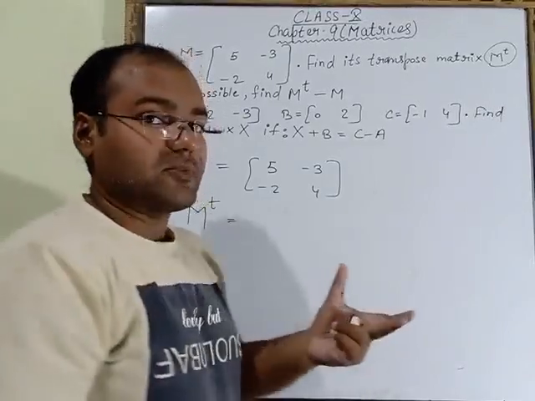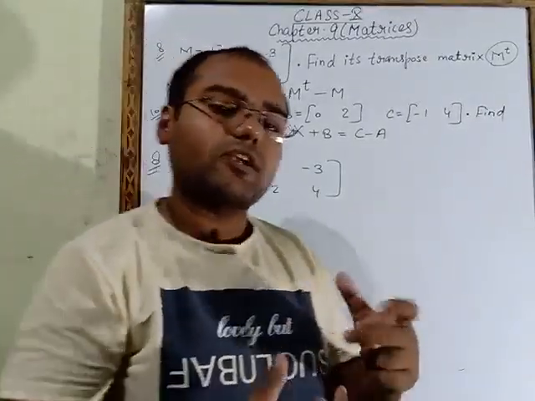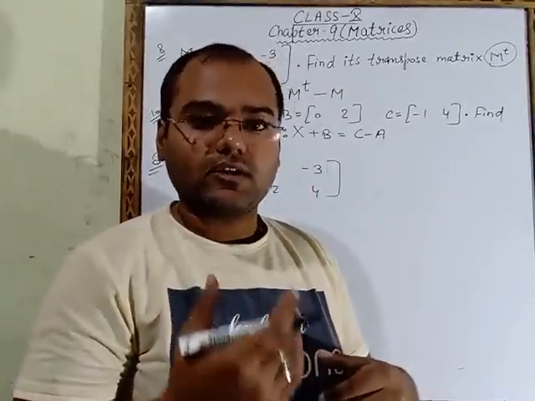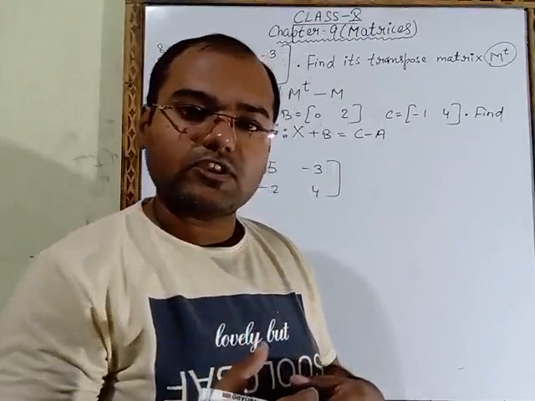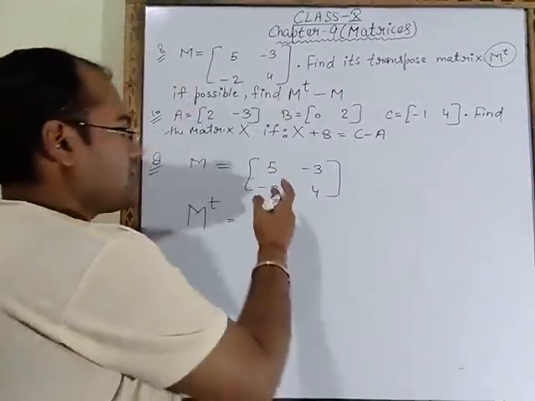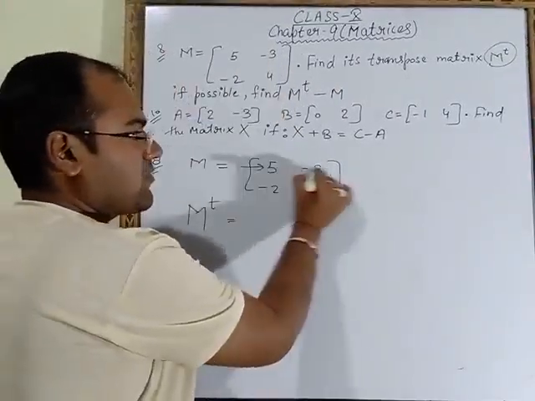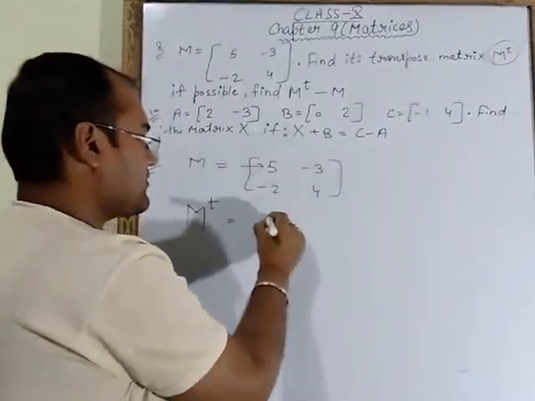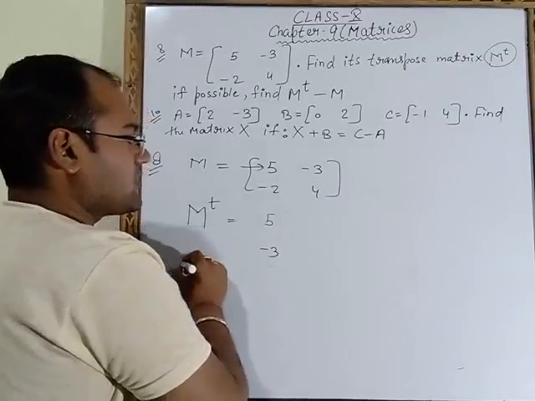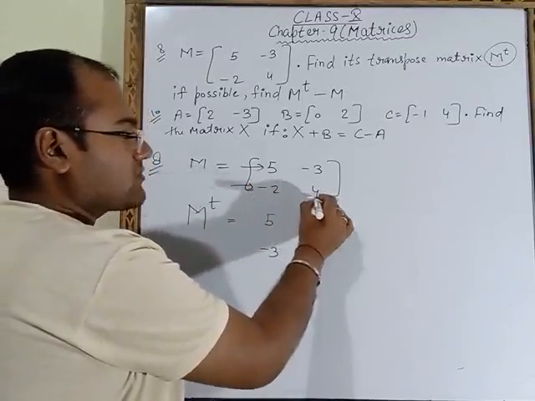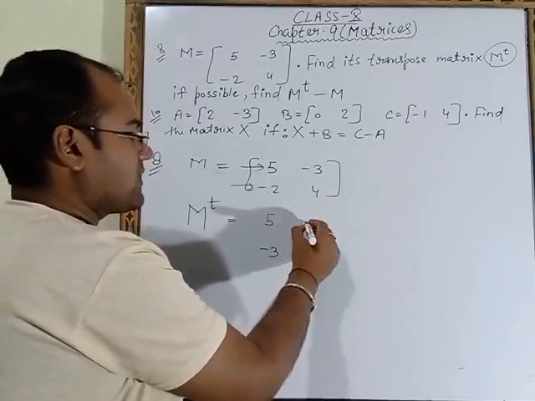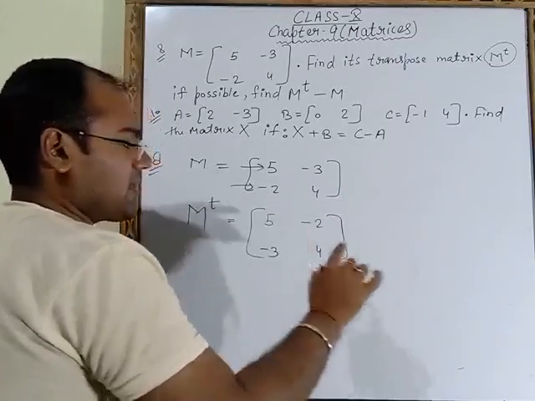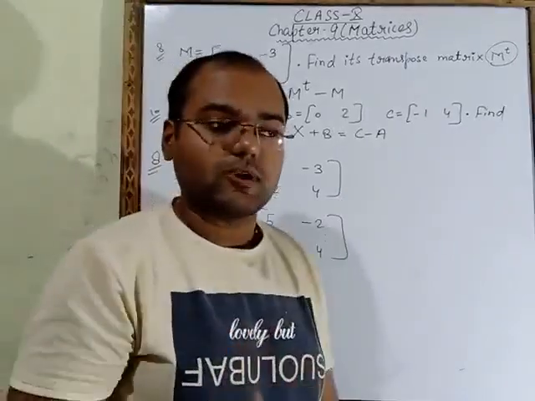So what is a transpose matrix? In a transpose matrix you have to interchange the rows and columns. Rows you have to make columns and columns you have to change into rows. So this is the first row, 5 and minus 3. This first row we will change into a column. So 5 and minus 3 we will write like this now. The second row is minus 2 and 4. This second row we will write like this, minus 2 and 4. So this is the M transpose matrix. So in a transpose matrix, what you have to do?